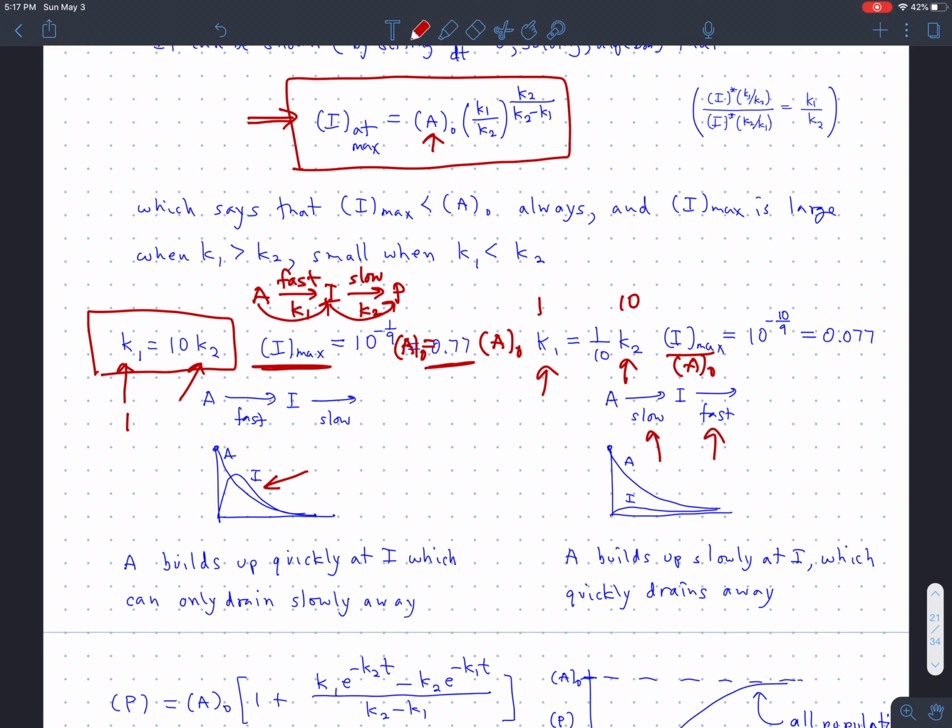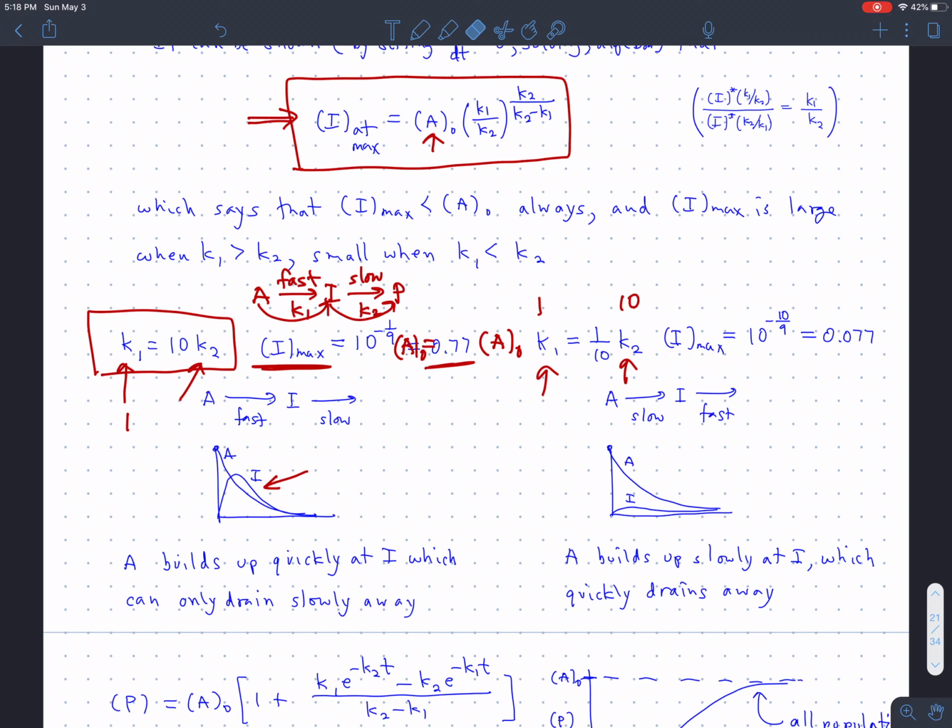What happens in that case, every time an A gets created, sorry, I take that back. Lots of mistakes this time. The A's create the I's slowly in this case, but then every time an I is created, it's destroyed rapidly, and that means the I concentration never has a chance to build up. That's reflected in the formula here. It's e to the minus 1, or 10 to the minus 1 basically, or about 0.1 actually. And so the I maximum concentration in that case is low.